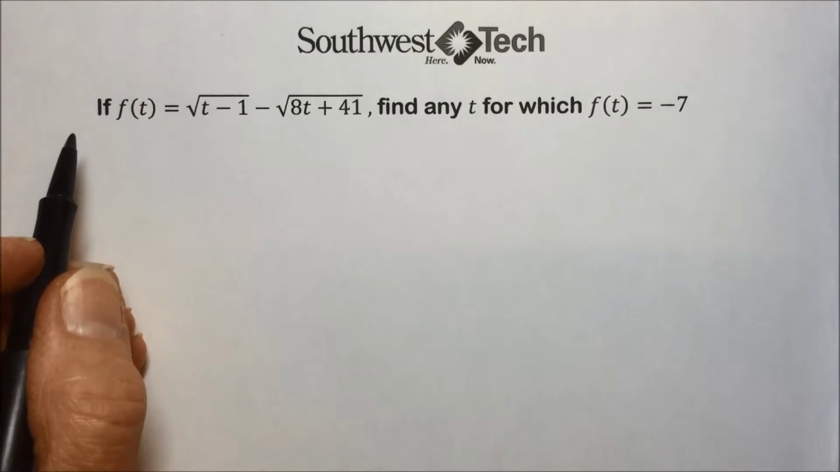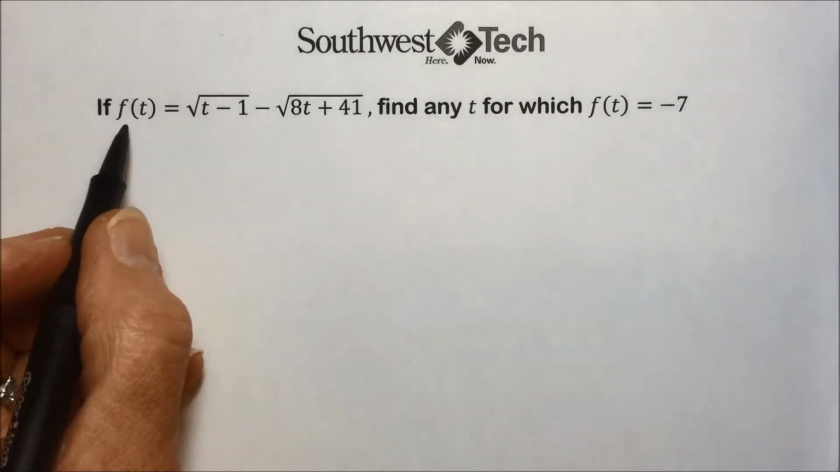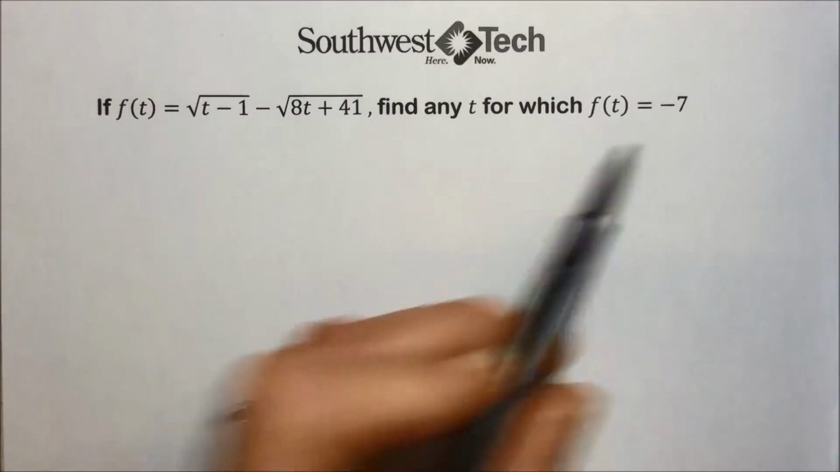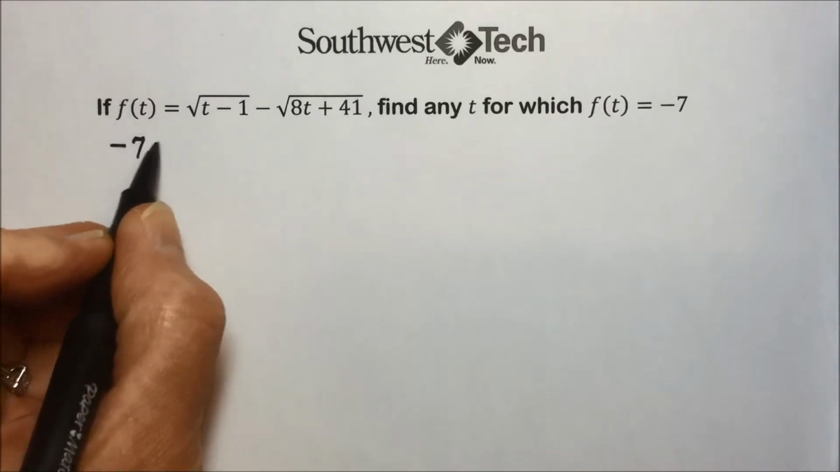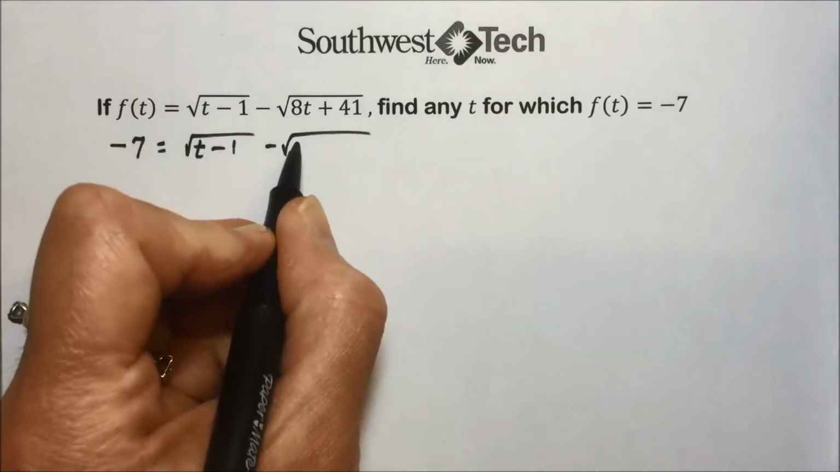In this video, I'll demonstrate how to solve an equation with two radical terms. We're given the function and asked to find any t for which the function is equal to negative 7. So in place of the function notation, we'll put negative 7 is equal to radical minus radical.